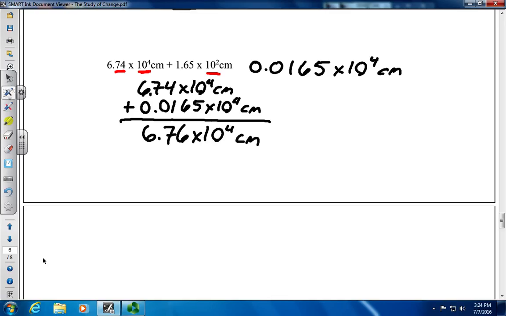By converting both of them to 10 to the 4th, we don't have to worry about the scientific notation unless the value became equal to or greater than 10, at which point you would just simply move it over 1, or you could just leave it as it is and keep it at 10 to the 4th.